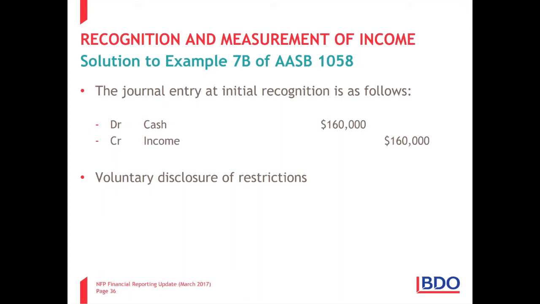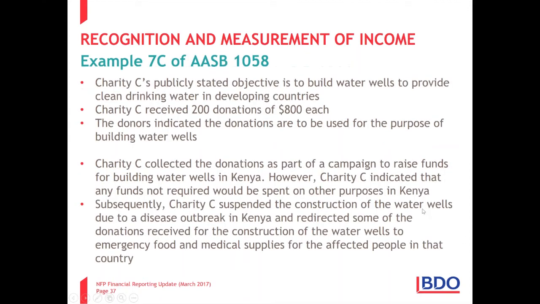You could do voluntary disclosure of the restrictions and say, listen, we've received this money, we will only use this money to build water wells in Kenya as decided at a board meeting, and it's voluntary whether you want to disclose that or not.